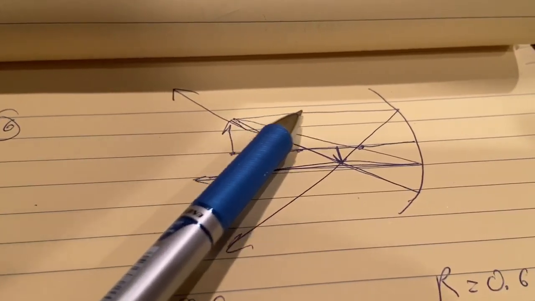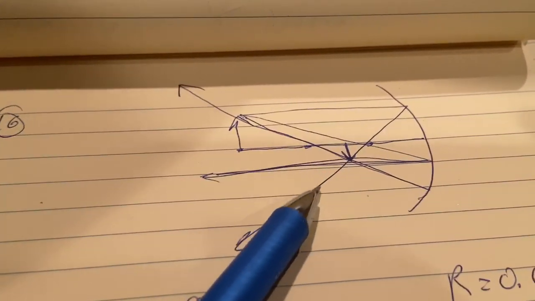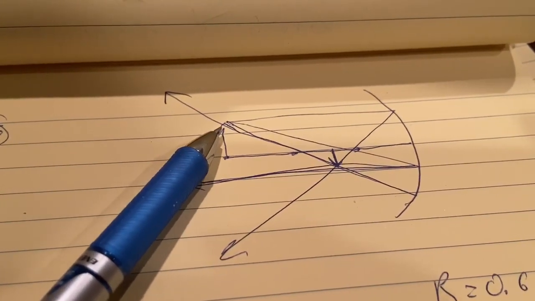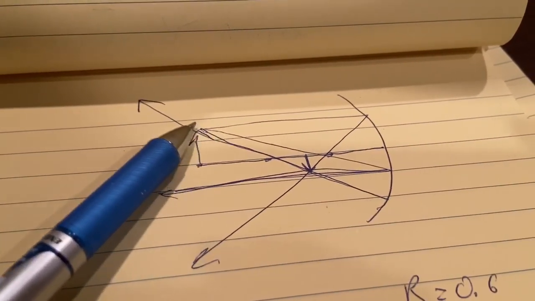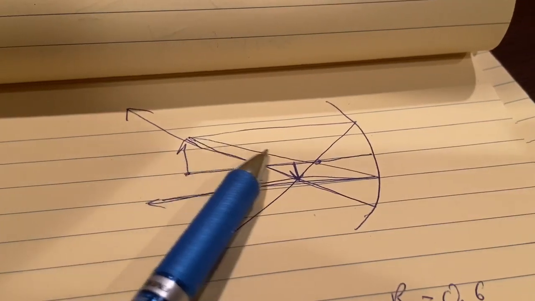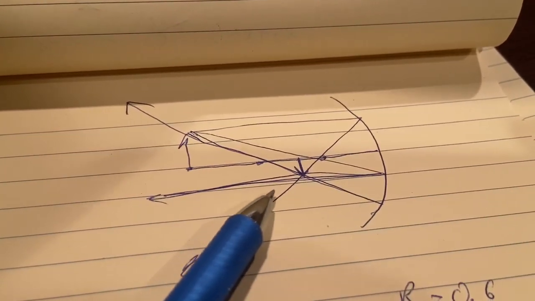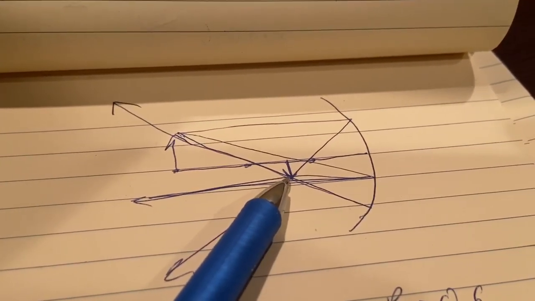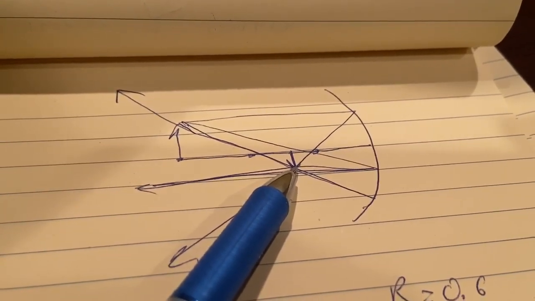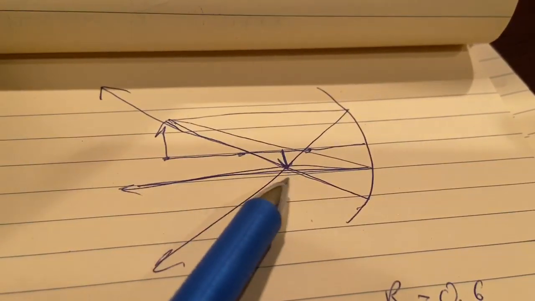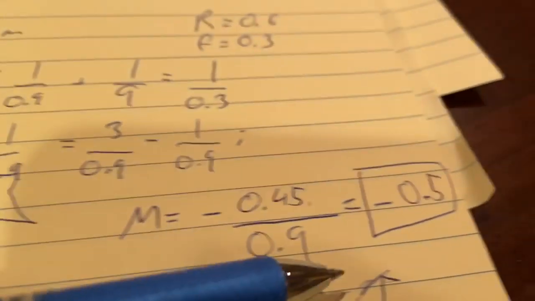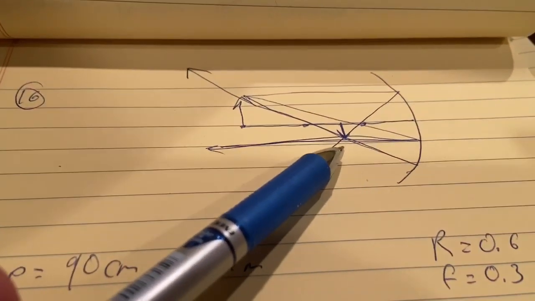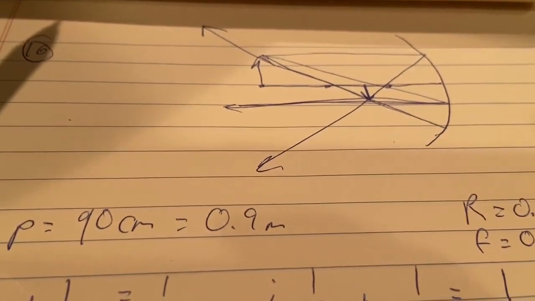The ray that goes in parallel to the axis gets bounced out through the focus. The ray that goes through the center of curvature gets bounced out again back through the center of curvature. And the ray that goes to the focus gets bounced out parallel by the mirror. And they all intersect right here to create this much smaller arrow than the original arrow. It's about half the height of that, and that is what our numbers indicated, and it is also negative, which was also indicated by our numbers.